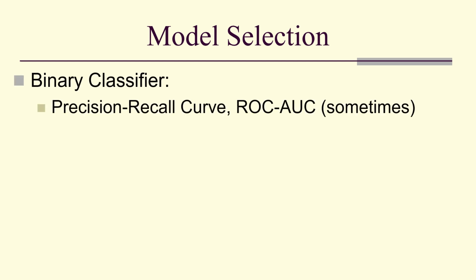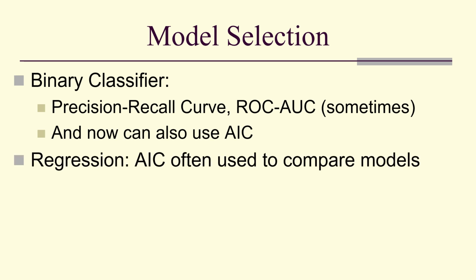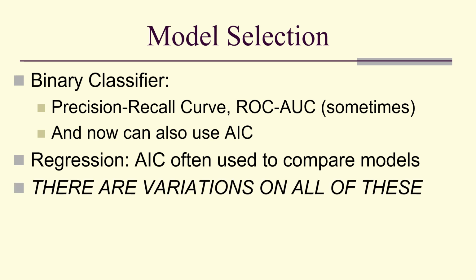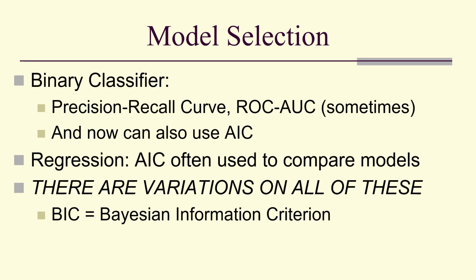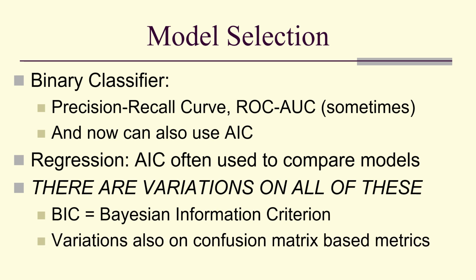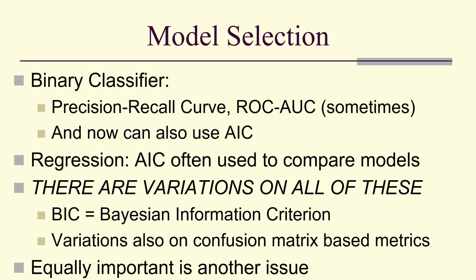So that brings us to model selection again. We've already seen the binary classifier. We can use precision recall or sometimes the ROC-AUC. And now we can also use the AIC, the information criterion. For regression, we very often use AIC to compare models. And there are variations on all of these. BIC is the Bayesian information criterion, and there's AIC little c, and so on and so forth. There are also variations on the confusion matrix-based metrics. But equally important is another issue, which is our next video.